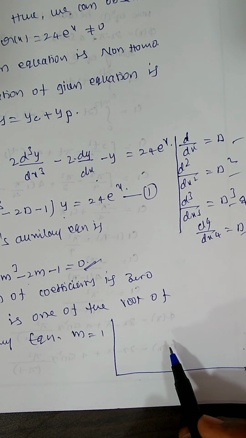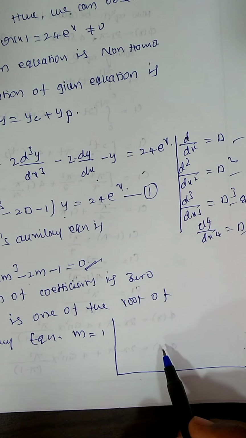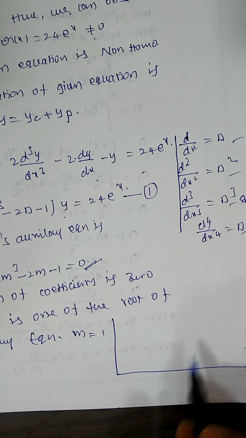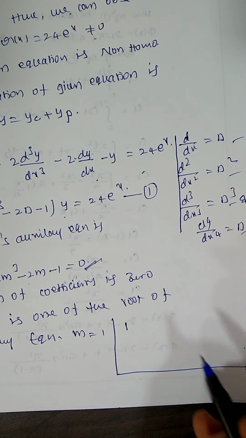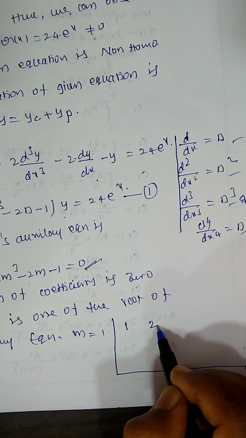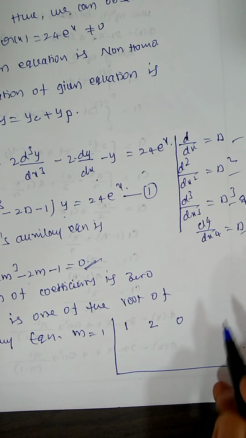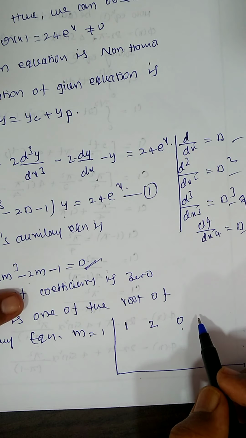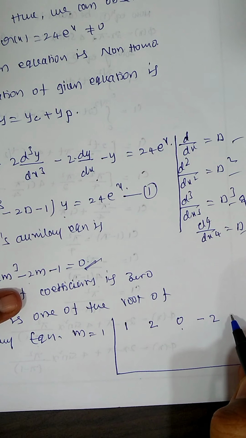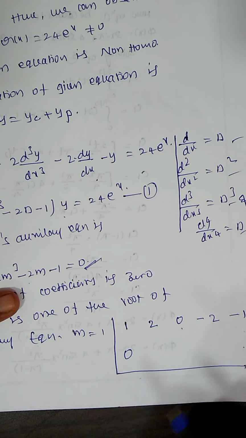Already we know the procedure of this method from lower classes. m is equal to 1. What is the coefficient of m power 4? 1. What is the coefficient of m cube? 2. Here there is no m square, but we can write 0. What is the coefficient of m square? 0. What is the coefficient of m? Minus 2. Constant is minus 1. We can write 0 here.